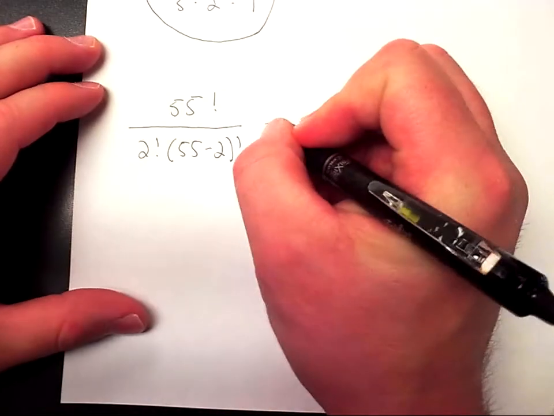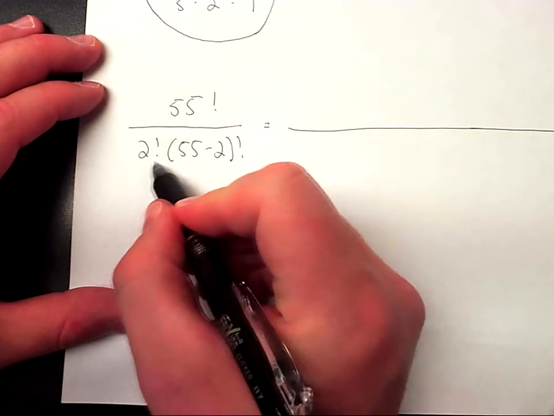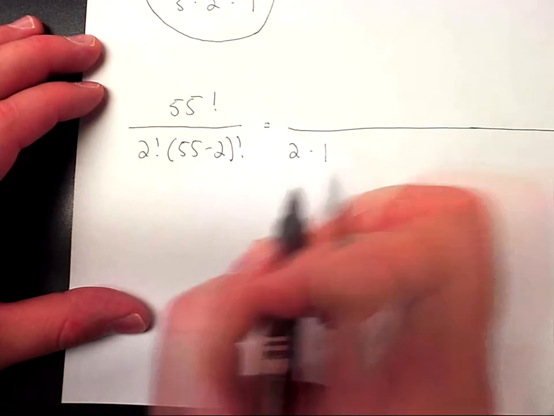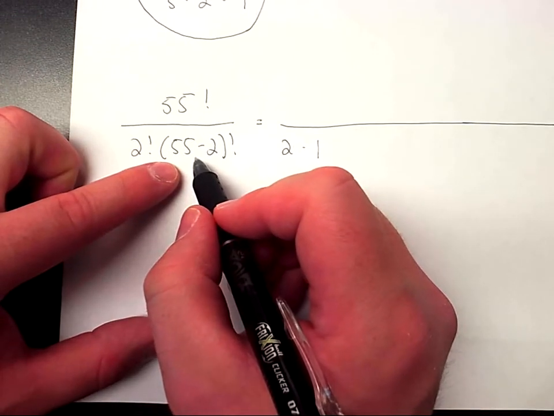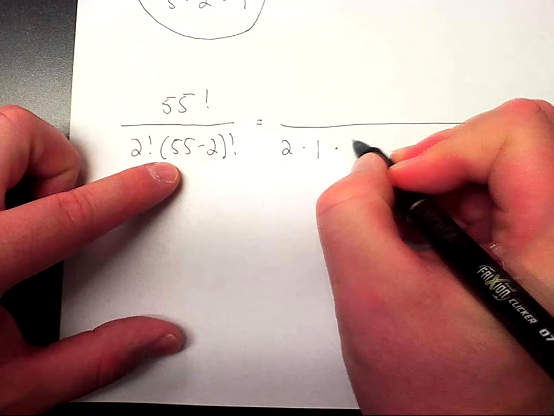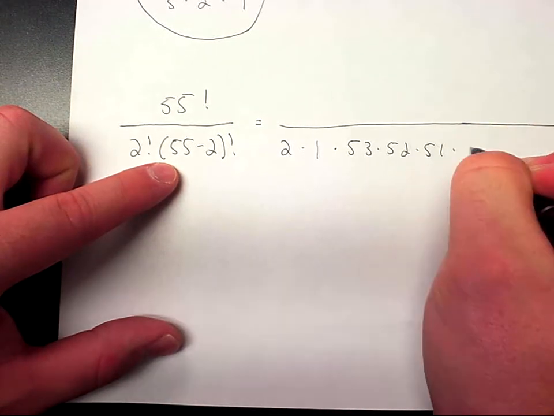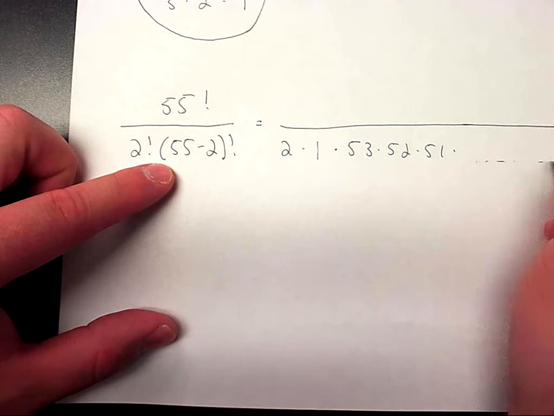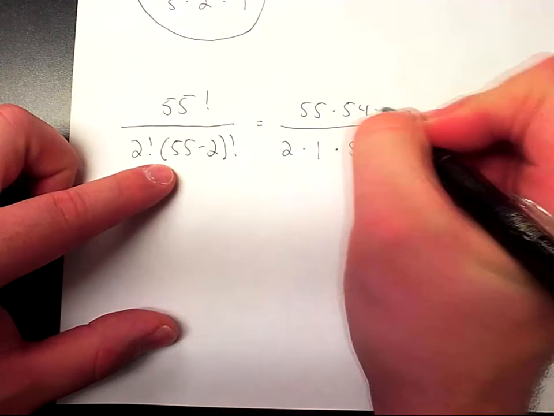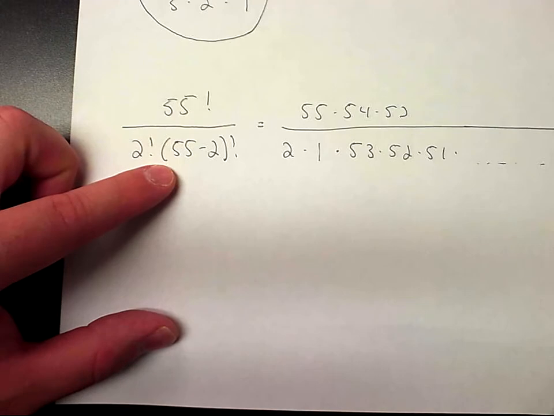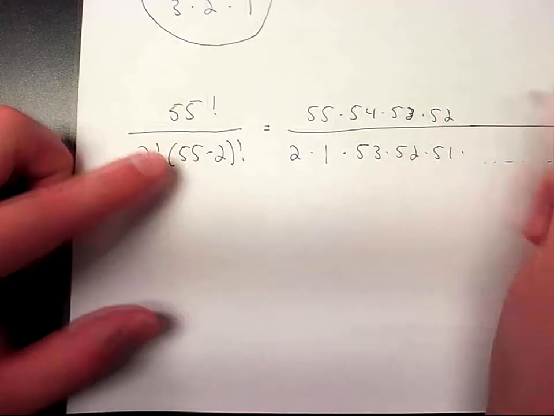Yeah. All right. If I wanted to rewrite this, down here in the denominator, for this part I would definitely have 2 times 1. And then right here, 55 minus 2 is 53, so I would write 53 times 52 times 51 times. See how it's going to take me forever to write all these out? And up here, for the numerator, I'm going to have 55 times 54 times 53 times 53 times 52. See how it's going to take me forever to write these out too?